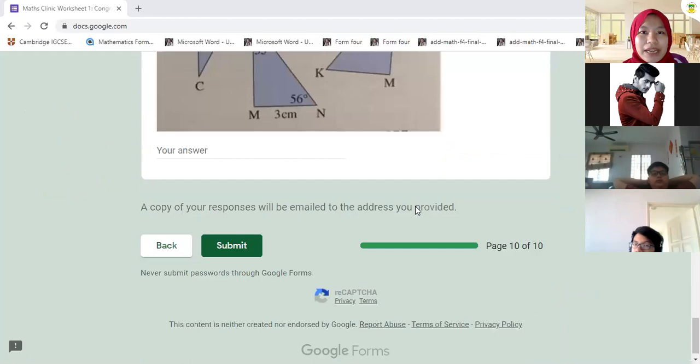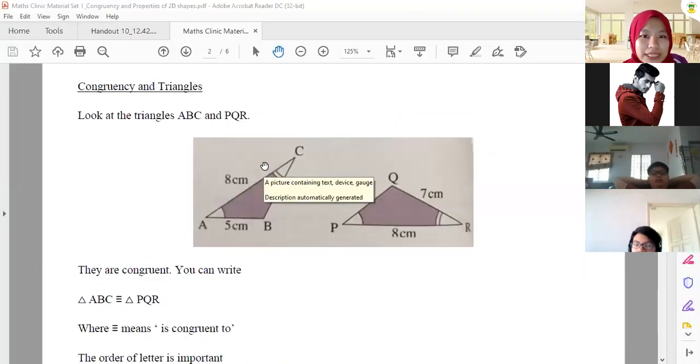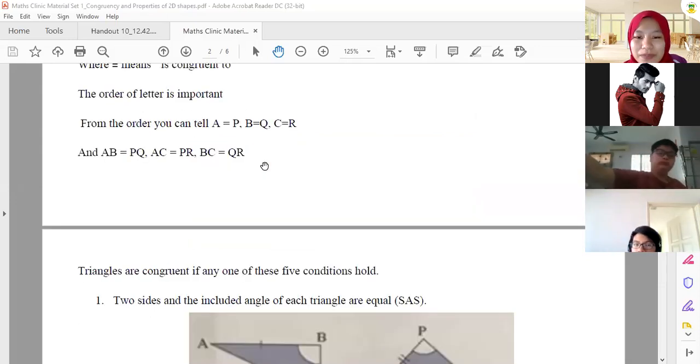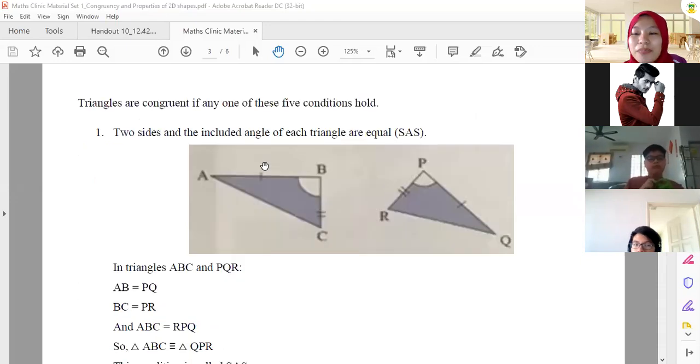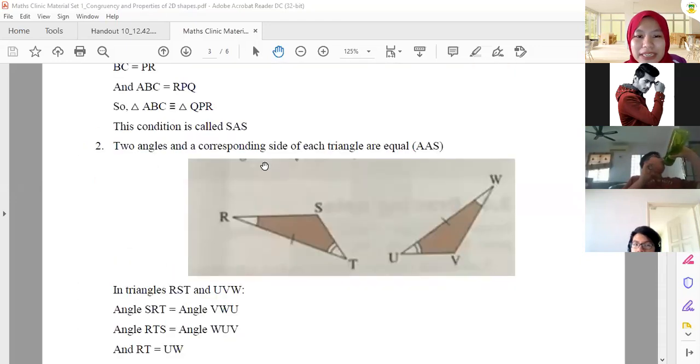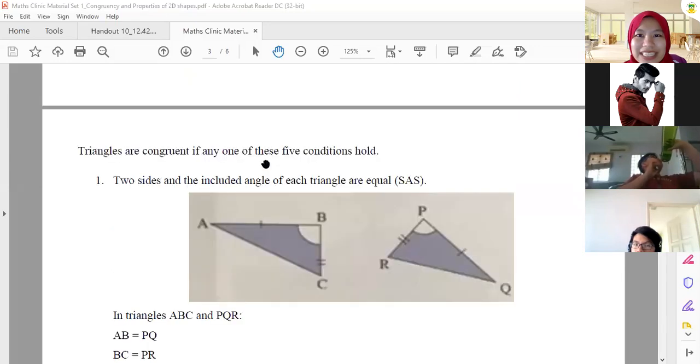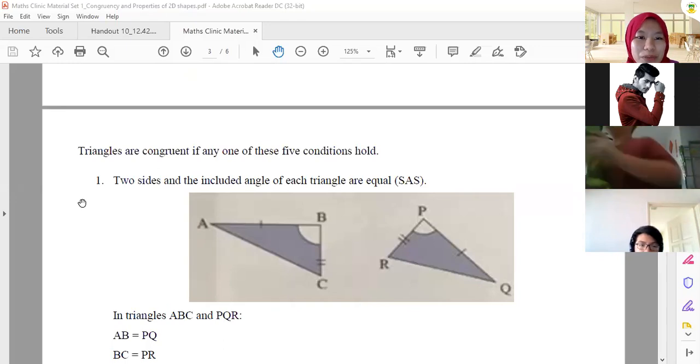Okay, if you do not have any question, let's look at congruency and triangles here. These are all the notes that we have gone through, all explained using the whiteboard just now. So this is SAS. Now it's time for relaxing. You have already digested all the information that has been shared. Yes, you can submit the worksheet from just now. This is the Maths Clinic material, the notes that we refer to since the beginning.